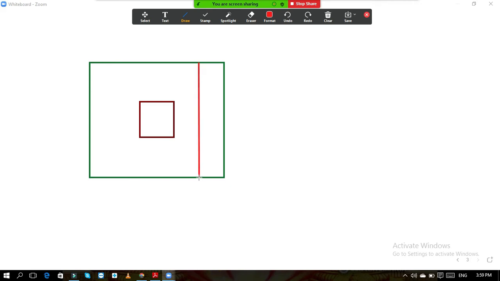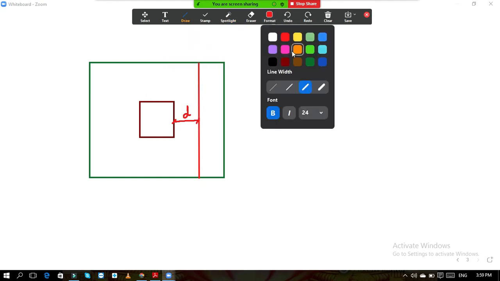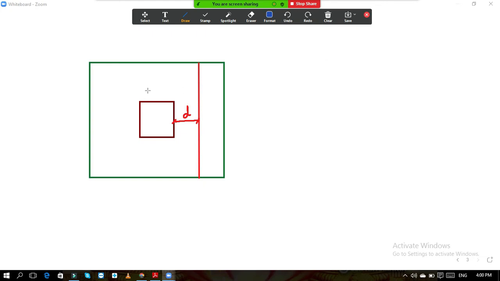Okay, and this is the line of critical section, and this is at a distance of d from the face of the column. Similarly, it can also happen to the upper side also. So if you draw the same thing here, this is also your critical section at a distance d.